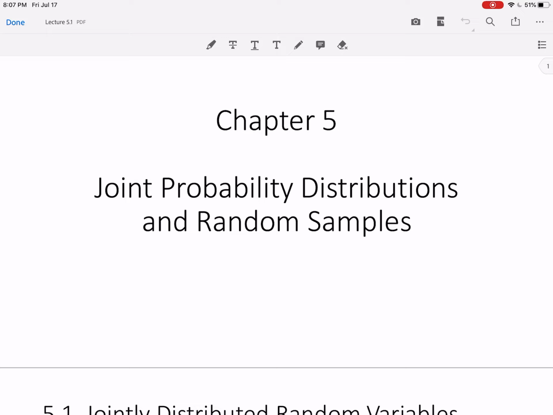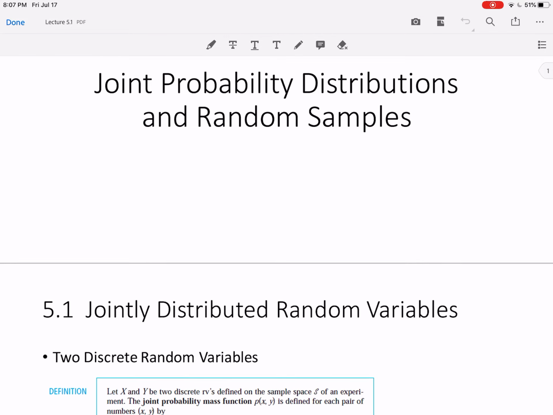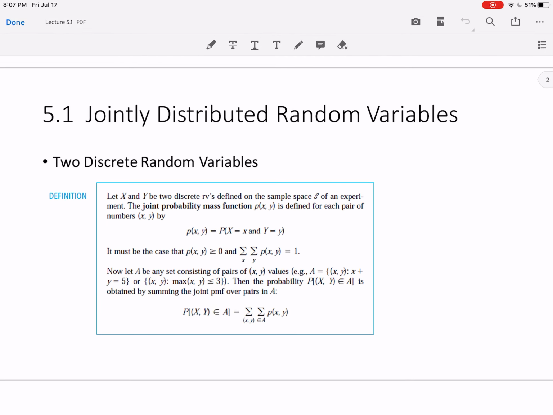Alright guys, from this video we get into chapter 5 and we start with 5.1, jointly distributed random variables. First of all, let's take a look at the two discrete random variables here.